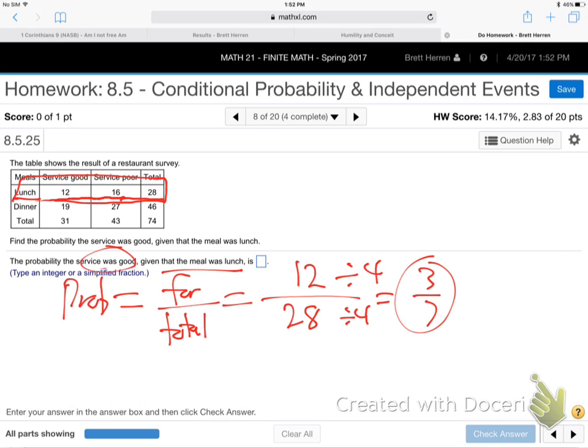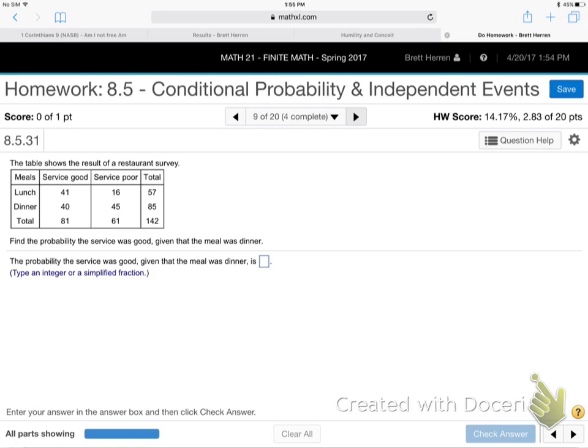Do you see how the given limits the field? That's what given always does. You're given some information. It changes the information, so it limits it. The given limits it. Given it was lunch. Okay, good? All right. There we go. Try that one. Here's the question. Find the probability the service was good given it was dinner.